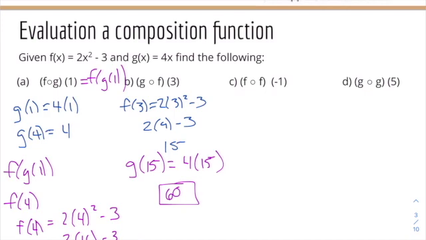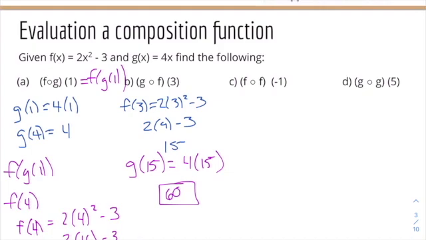I figured out what f of 3 was. Once I had f of 3, I plugged it into g. I found g of f of 3 to be 60 because f of 3 is 15. G of 15 is 60. We can do this over and over.